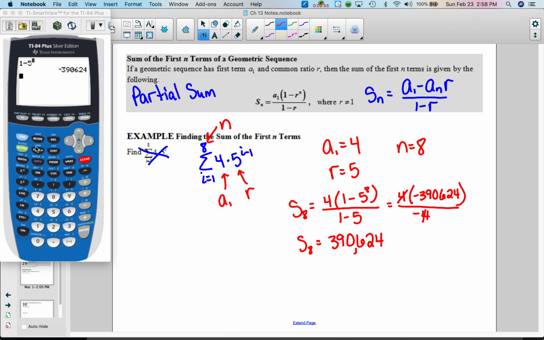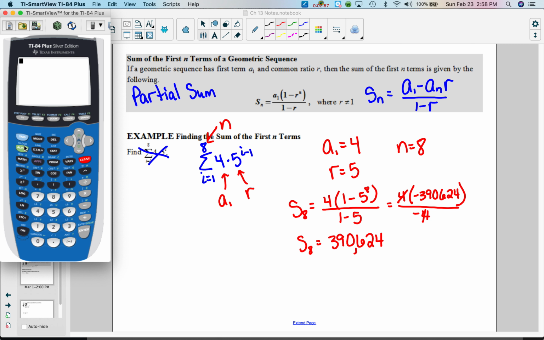Now, remember, you can use your calculator, so let me remind you of the summation notation. If you hit alpha and then the window key, notice the second thing on the list is the summation. I'm just going to use an x. We want to go from 1 to 8, and then we have 4 times 5 raised to the x minus 1, and I'm using x instead of the i just because it's easy to do. And then we hit enter and we get our answer.